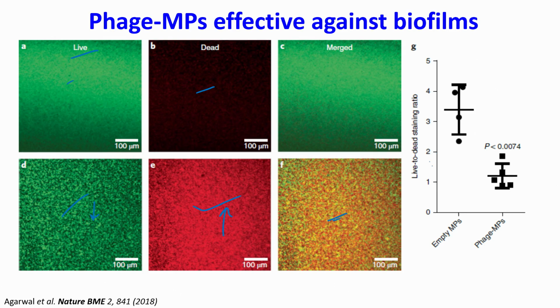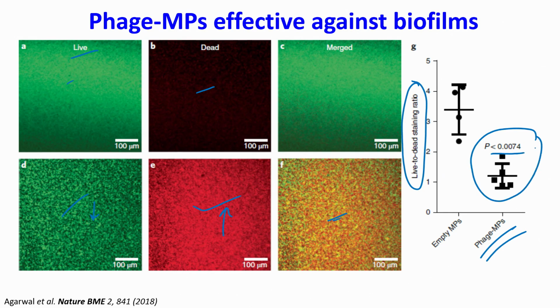This is for the quantification of live to dead ratio, and in cases where they are giving the phage combined with microparticles they find that the ratio is much lower, actually significantly lower. So, they are effective even against the biofilms.